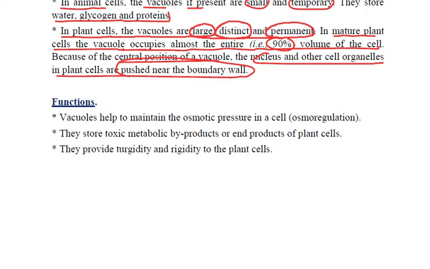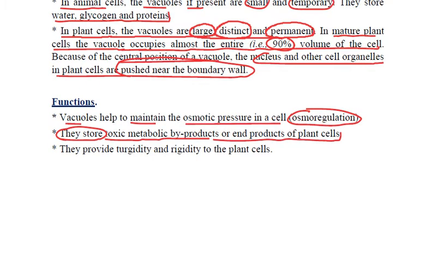Now, what are the various functions of vacuoles? Let us try to relate one by one. These vacuoles help to maintain the osmotic pressure in the cell, which is called osmoregulation. These vacuoles are the storage sacs. So they store toxic metabolic byproducts or end products of plant cells. And these vacuoles provide turgidity and rigidity to the plant cells. So these are the functions of vacuoles. Fine. So these are a few cell organelles that we studied in detail.